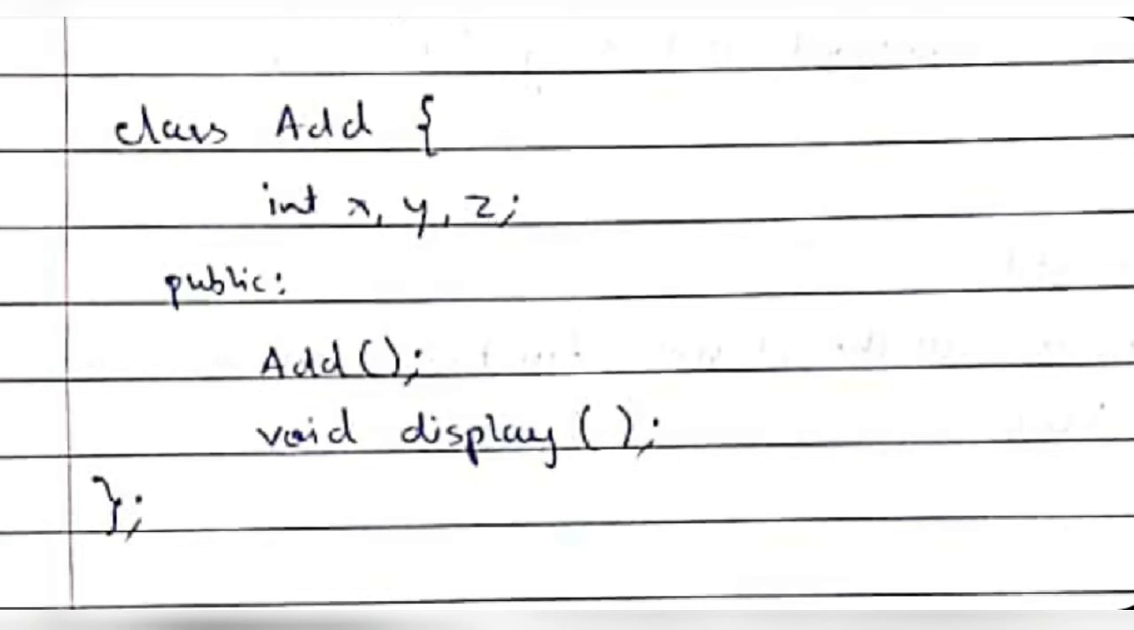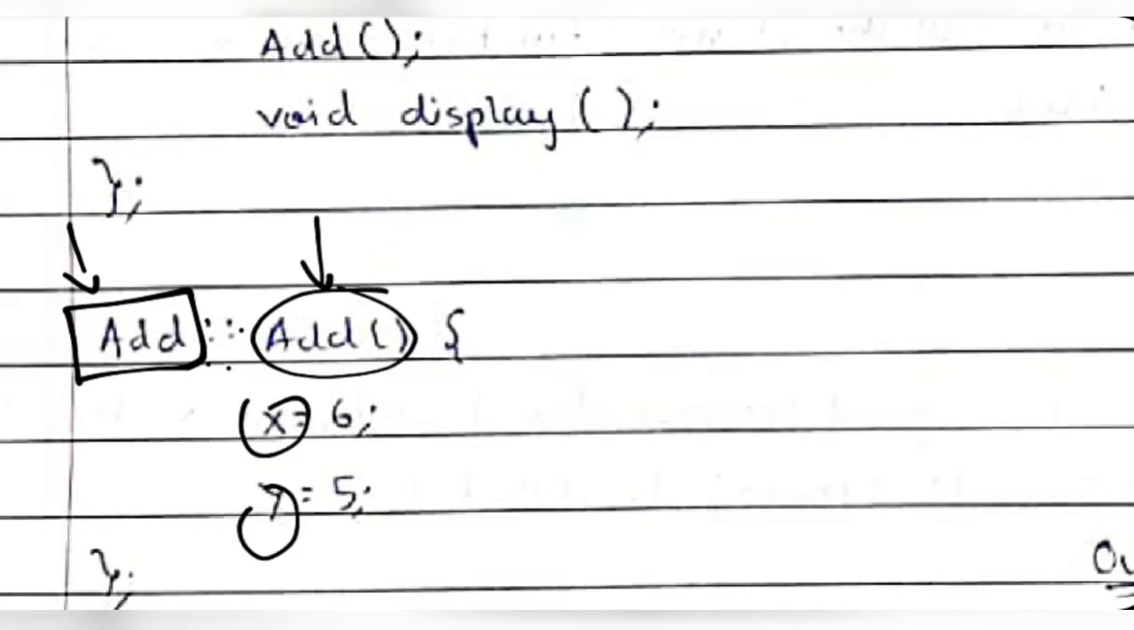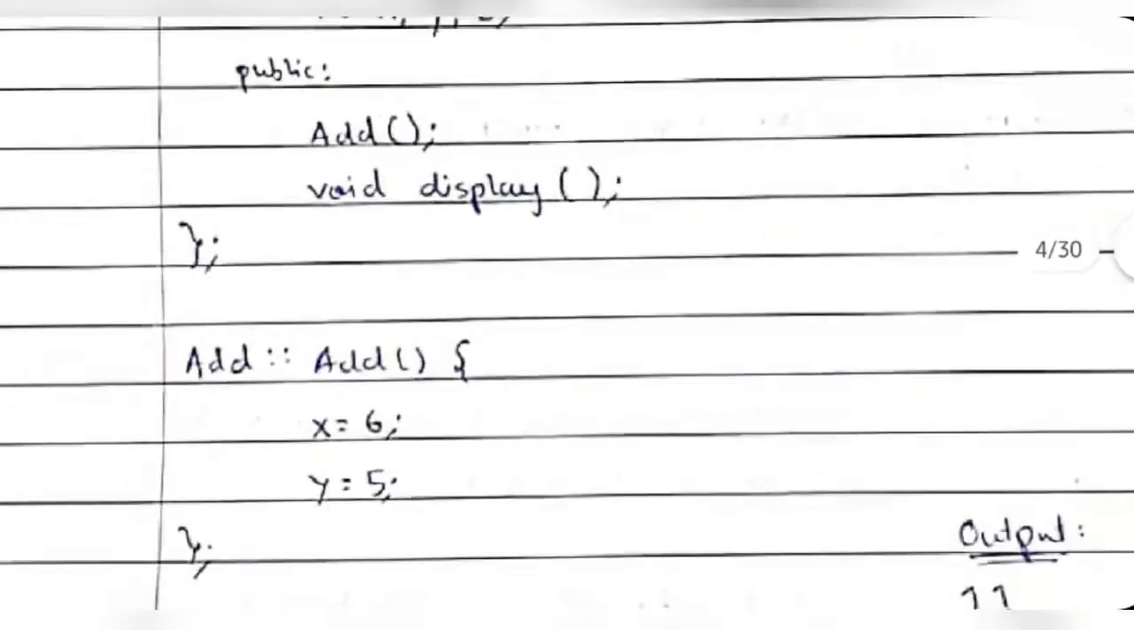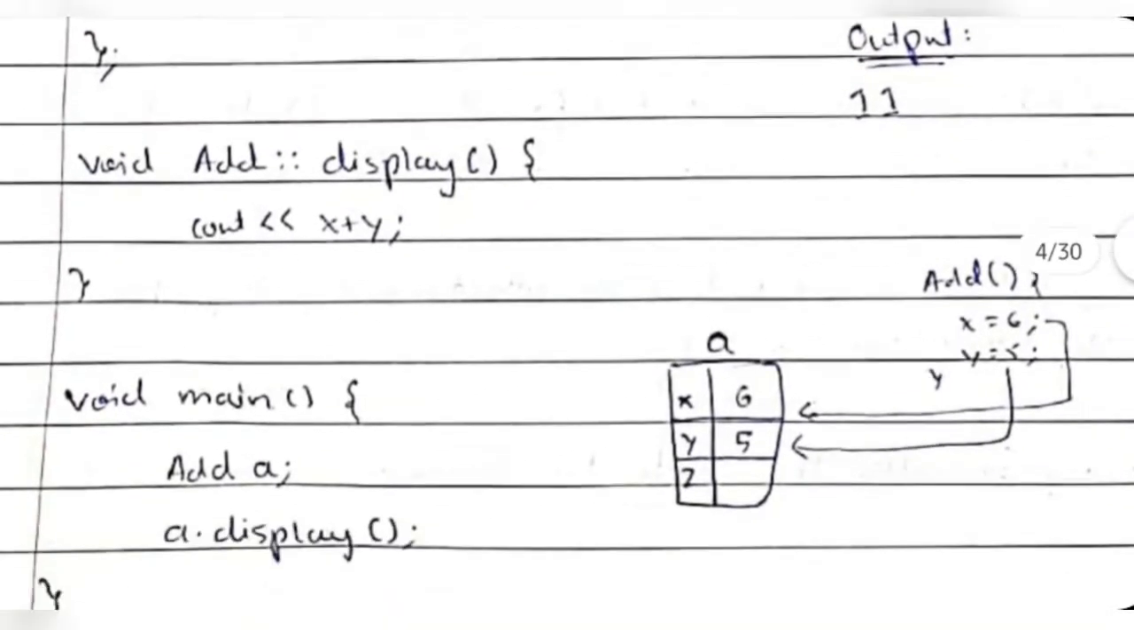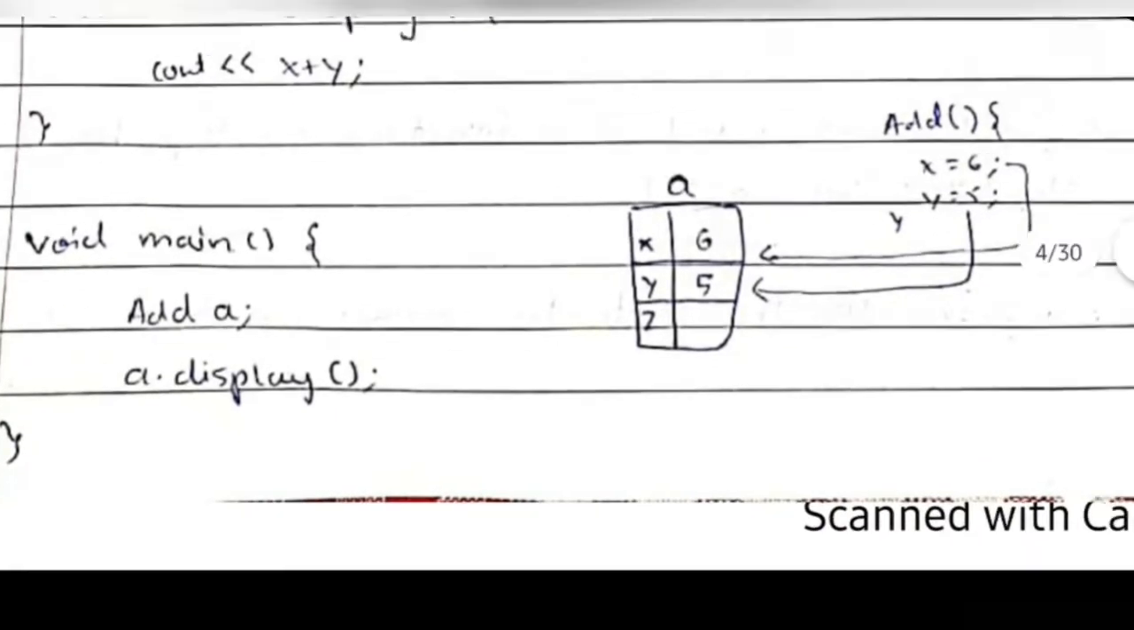So I'll write add here. And what's the definition of add? This is the class name. If you have to define it outside the class definition, you use the class name followed by double colon and the function name, which is the constructor. Inside this constructor I want x to be 6 and y to be 5, so I can write it like this and then close the function. Now if I create an object a in the void main, this constructor will be called automatically.